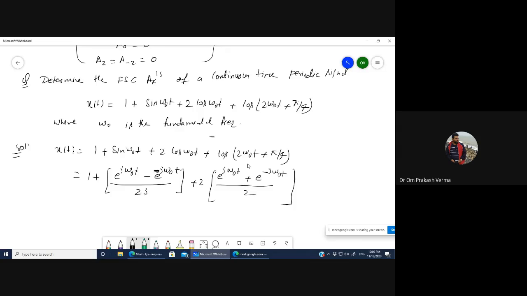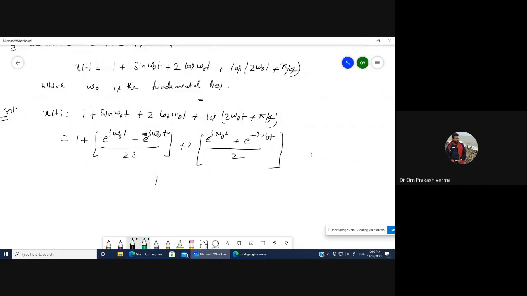Plus, when you take cos of 2 omega naught t plus pi by 4, it may be represented as e to the power j (2 omega naught t plus pi by 4), right? Take here pi by 4. Plus e to the power minus j (2 omega naught t plus pi by 4). Sir, it will be pi by 4 only, right? Okay, sorry.